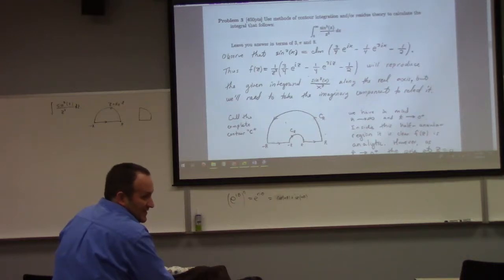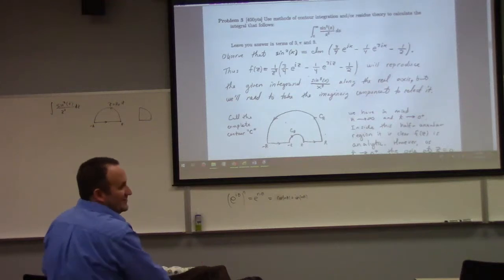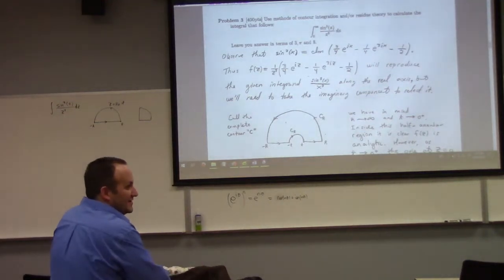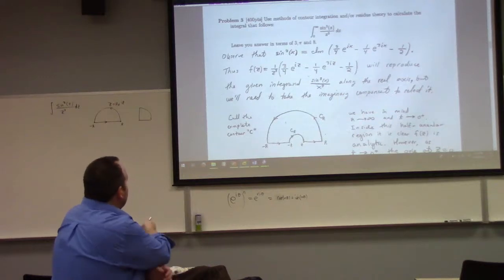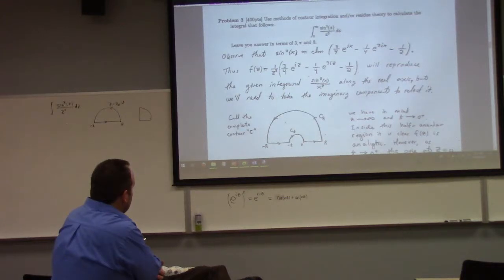All right, well, let me set aside that rather large question mark, like where on earth did I conjure this up from? I mean, I trust that it's probably true. And if you do that, then I'm going to look at f of z as 1 over z cubed times that, which is just replacing x with z. Then this will reproduce the sine cubed x over x cubed along the real axis, but we'll need to take the imaginary component to select it. All right.